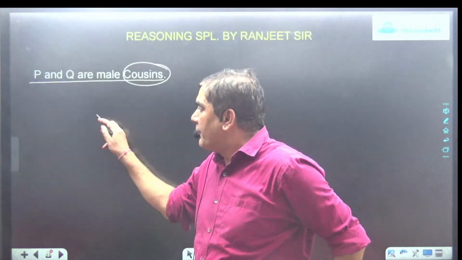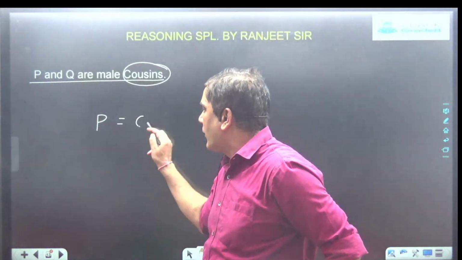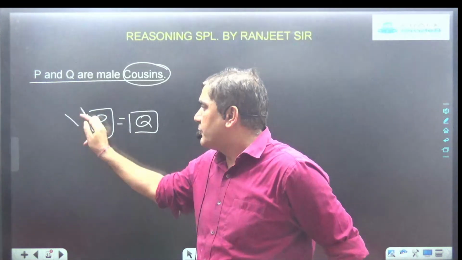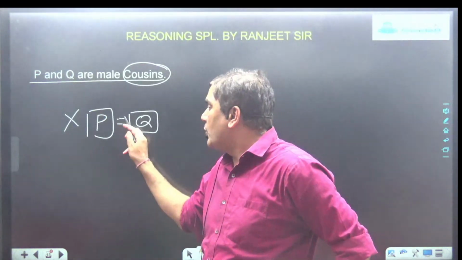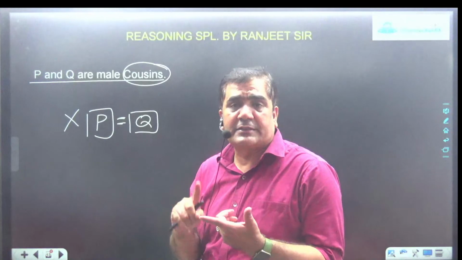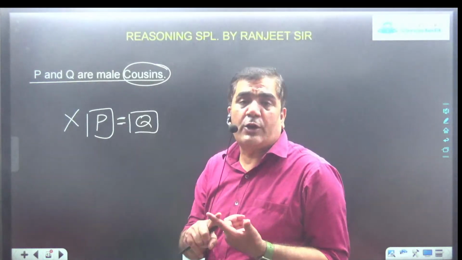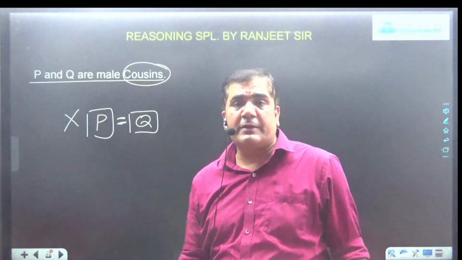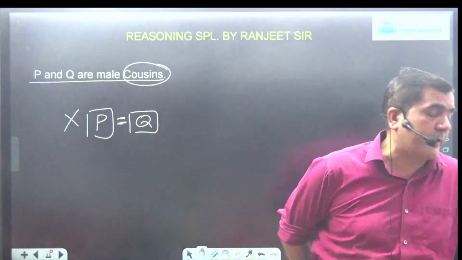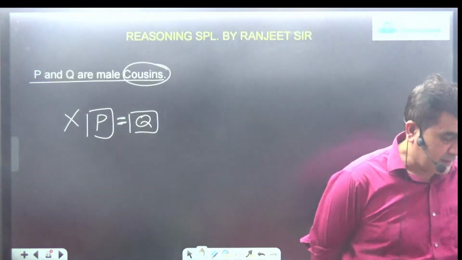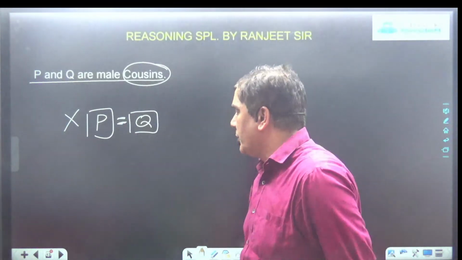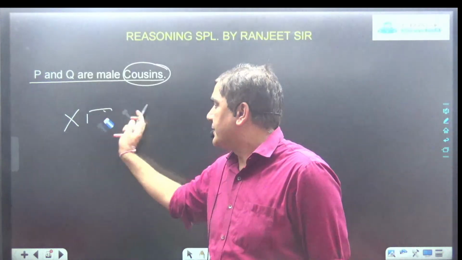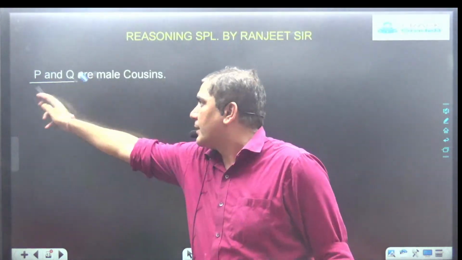See, remember, if you are going to plot like this, this is absolutely wrong, because equal to always stands for real brother and sister, and real brothers and sisters cannot be cousins. So very obvious this can't be my answer. So how to plot a cousin then? How to plot a cousin in the exam?